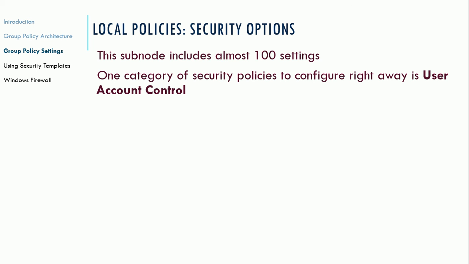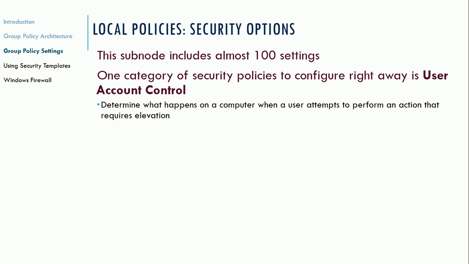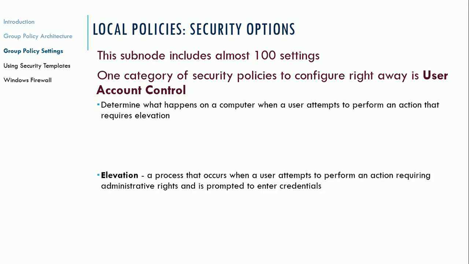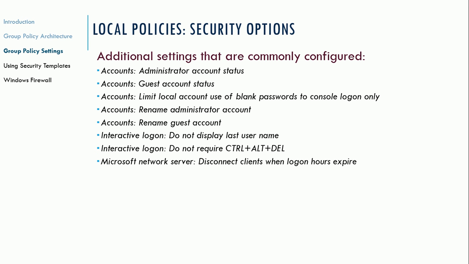One category of security policy configured right away is the user account control. That determines what happens when a user tries to do something that requires elevation. You've probably seen this before. It's when a user tries to do something on their computer and the UAC dialog pops up and says, you don't have permission to do this. Are you sure you want to allow this to happen? And you can define how that works. In other words, you can make it so that standard users won't be able to bypass that window. They would have to get an administrator to log in to make changes to that computer when the UAC dialog comes up.